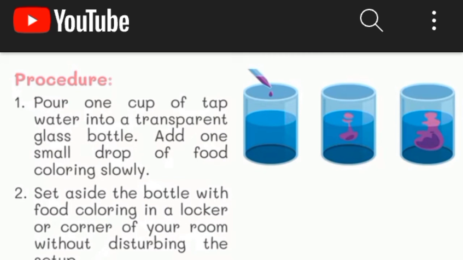After 1 day, what happens to the food coloring dropped in the bottle containing water? Think about food coloring and water as made up of particles. You may have observed this time that the food coloring is evenly scattered all throughout the water.